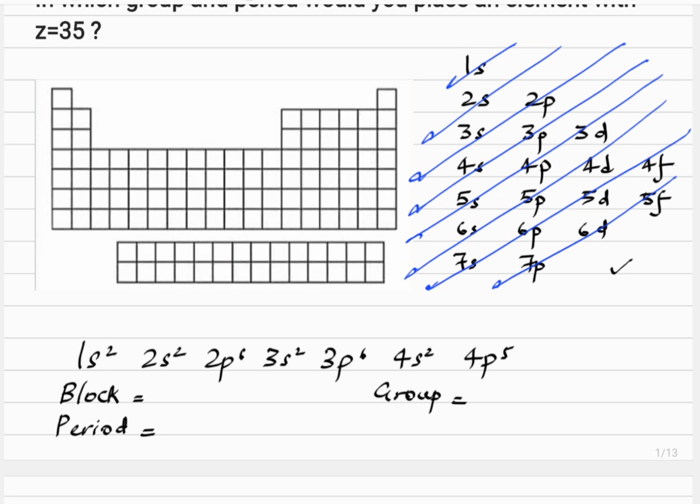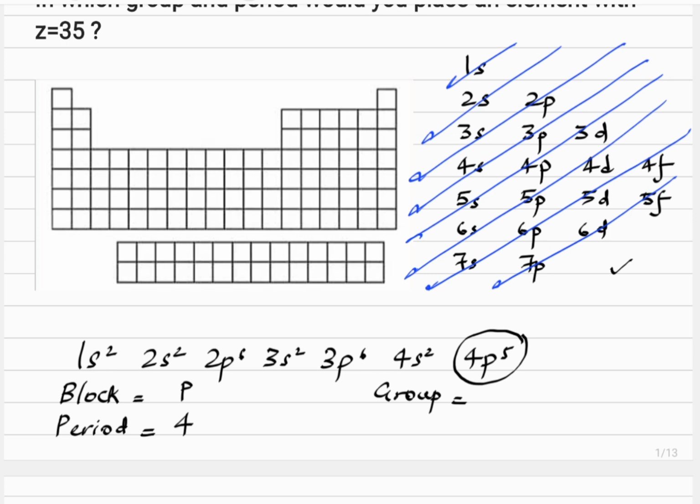So this is the configuration. I've written this following this method. Now let's see what this electronic configuration can tell us. We can see that the last electron got filled in the p block, so the block is p. Then the period number refers to the highest value of n. The highest value of n here is 4, so our period number is 4.